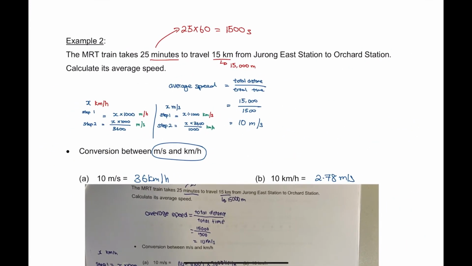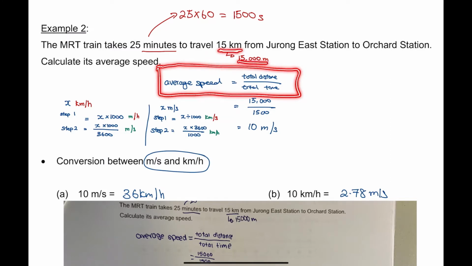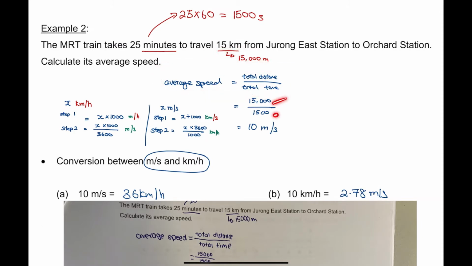For example, if I have an MRT that takes 25 minutes to travel 15 kilometer, first of all, we need to take note that minutes is not an SI unit. We need to change it to seconds. 25 minutes times 60 seconds gives you 1500 seconds. So from here I can calculate my average speed. The average speed formula we mentioned before: average speed equals total distance divided by total time. 15 km is 15,000 meter, so 15,000 meter divided by 1500 gives me 10 meter per second.